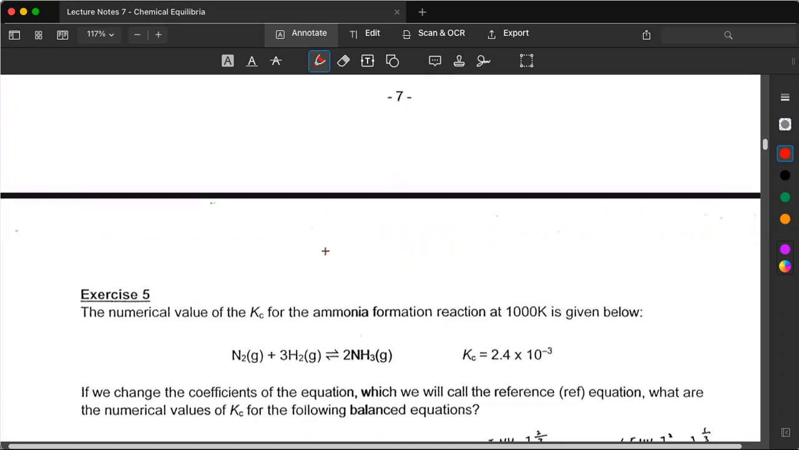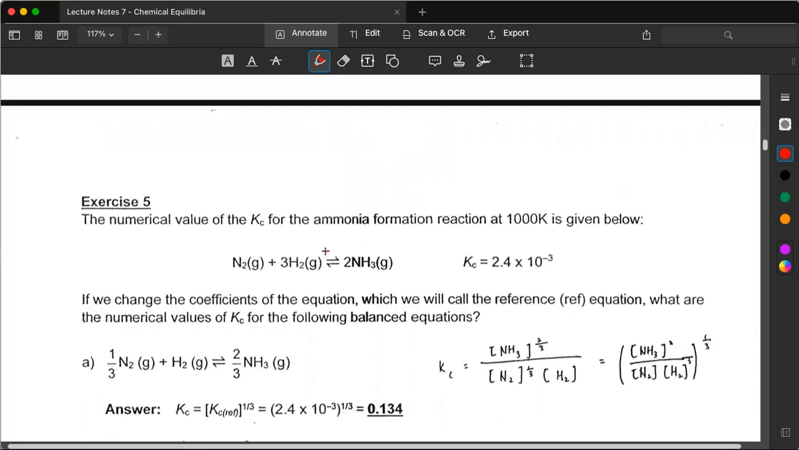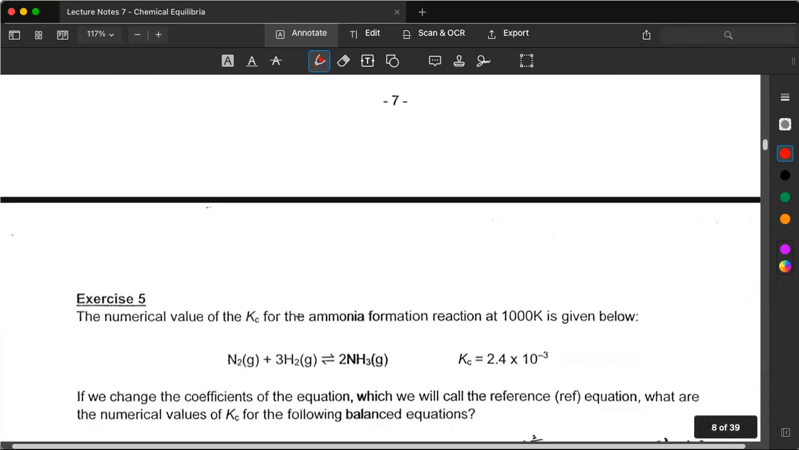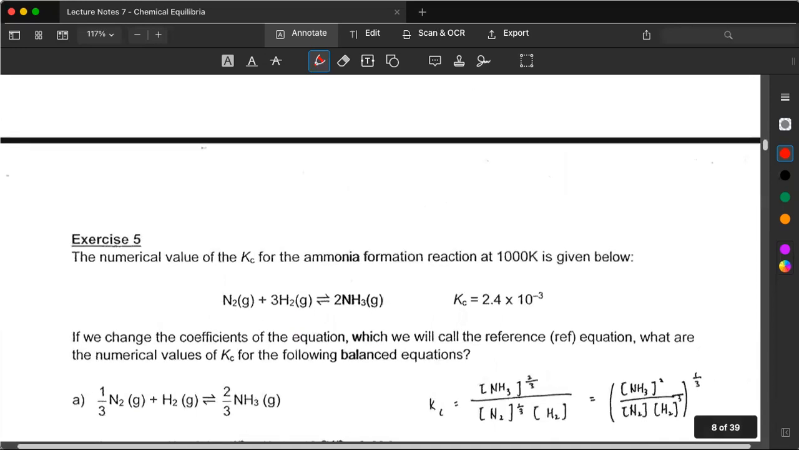So let's look at it. Sorry, I haven't shown the question yet. If we change it to divide by 3 throughout the equation, how will that change the Kc? That's what it means. All this will change. Instead of NH3 to the power of 2 over N2 times H2 to the power of 3, it will be something different. Yes, it will be changed.